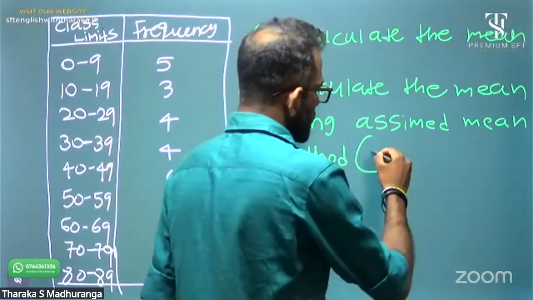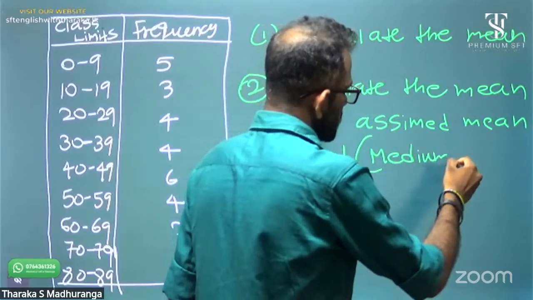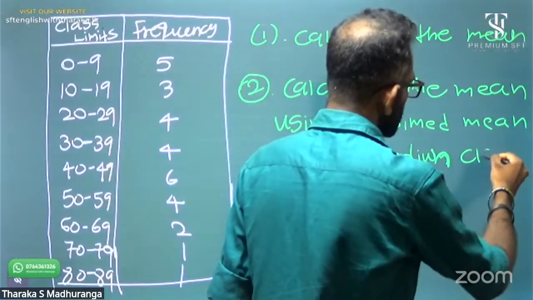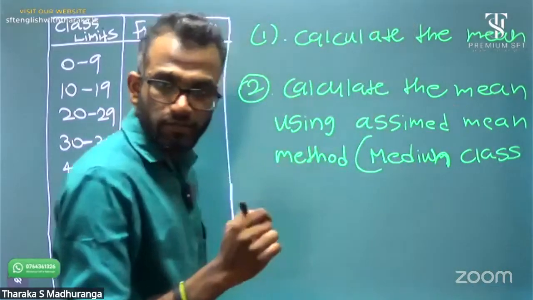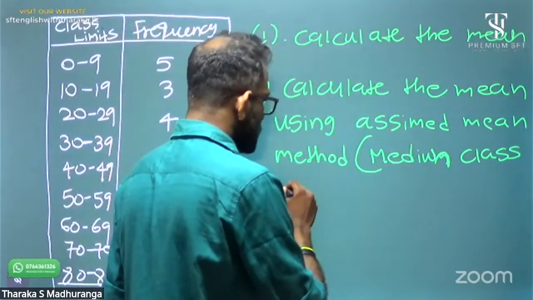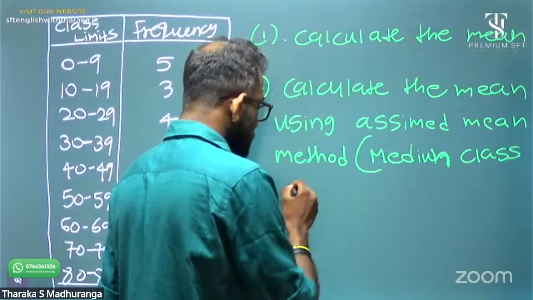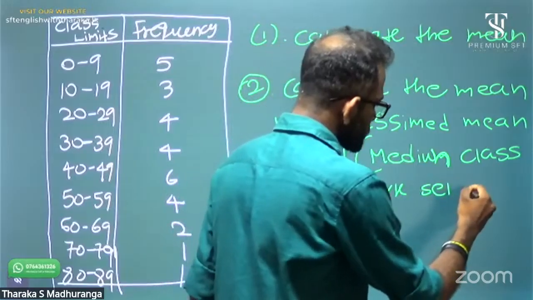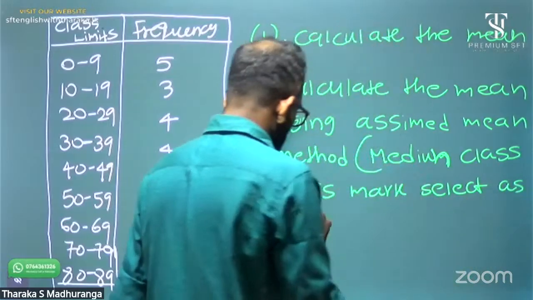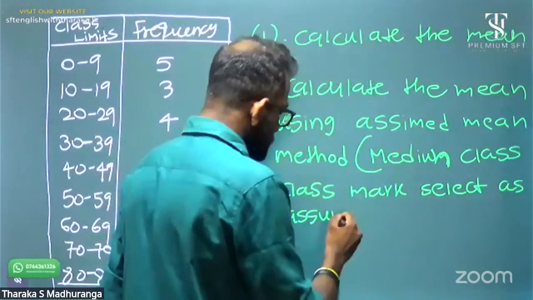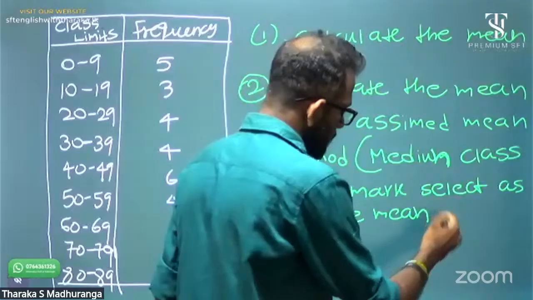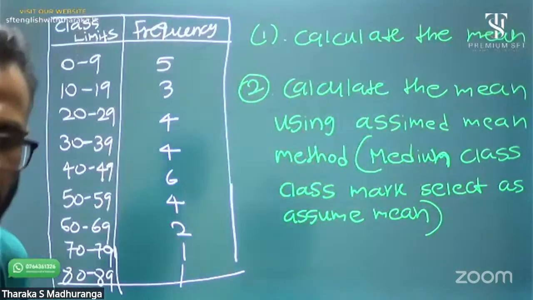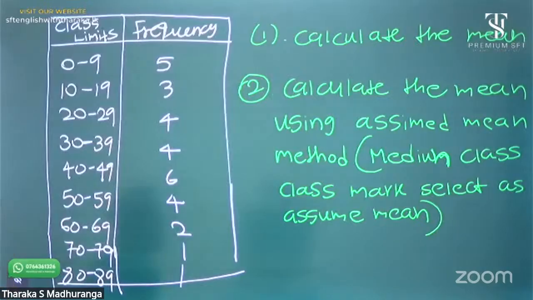Within brackets, median class. Sorry, median class, class mark. Class mark, select as the assumed mean. Median class, class mark, select as assumed mean.